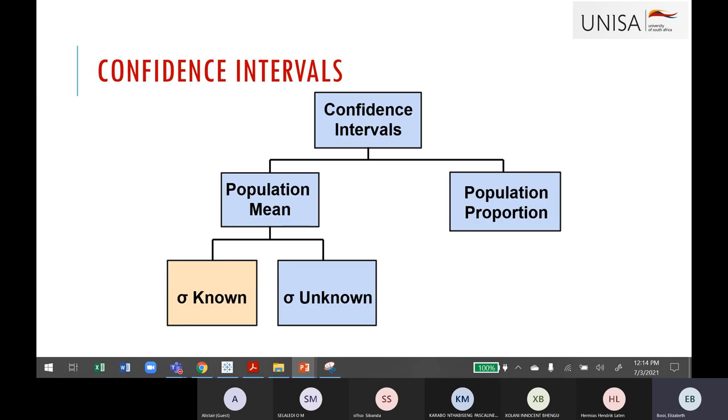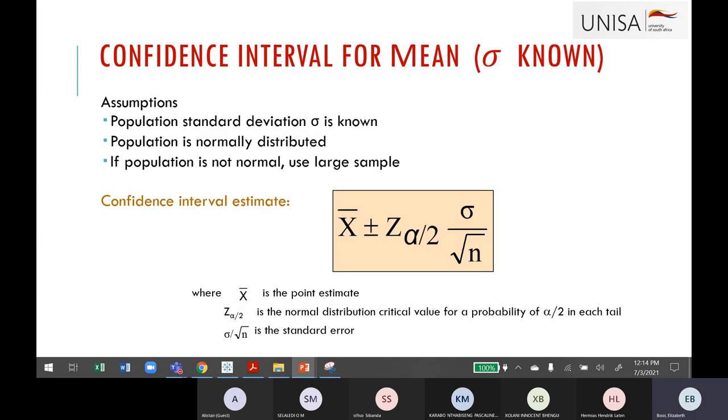So, last week we looked at where the population standard deviation is known, and we know that with that, the assumption says the population standard deviation will be given and the population will be normally distributed, and we use this formula, which is the point estimate plus or minus the critical value multiplied by the standard error, where our point estimate is our sample mean.